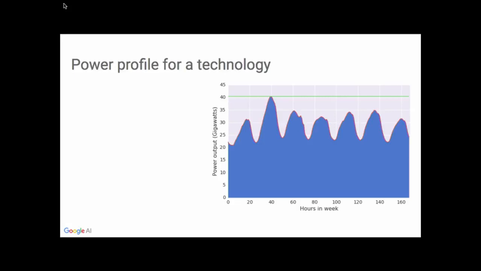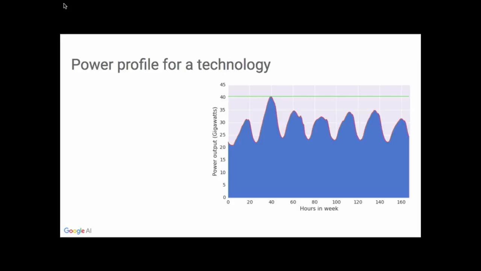Now I'll re-explain this using a tool I call a power profile. A power profile shows you a time series of the output of all the plants of a certain type. Let's say this is all the natural gas plants in California that share a grid. On the x-axis is time. Here it's just spanning a week, and the y-axis is power output. And you see these typically have diurnal cycles. They go up and down every day. Now, that green line is the capacity.